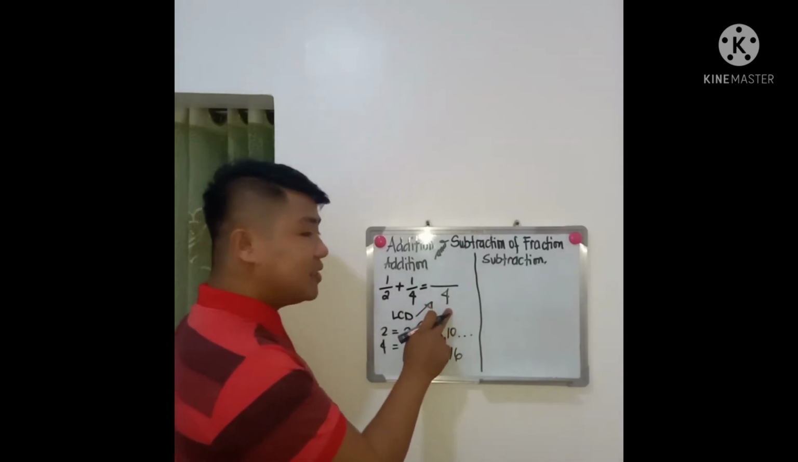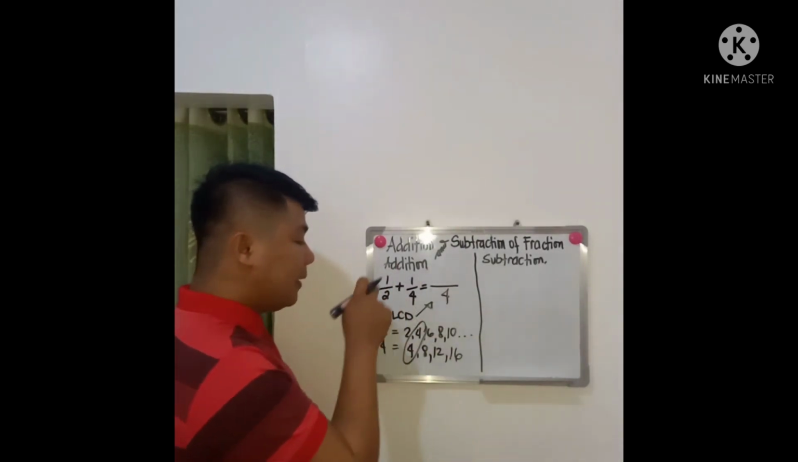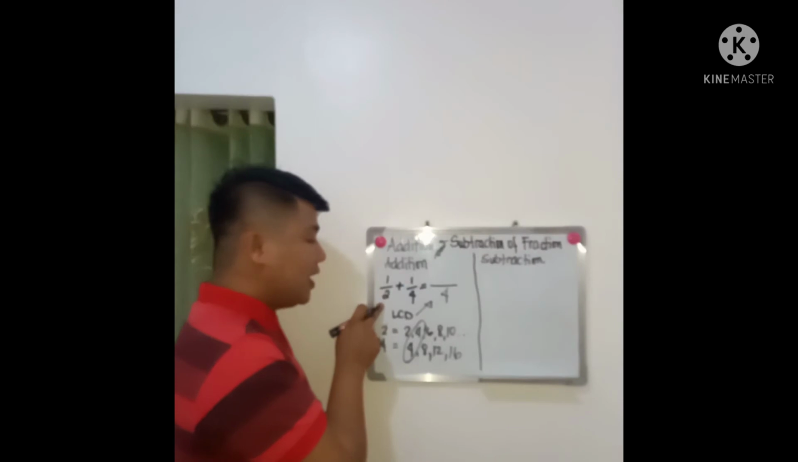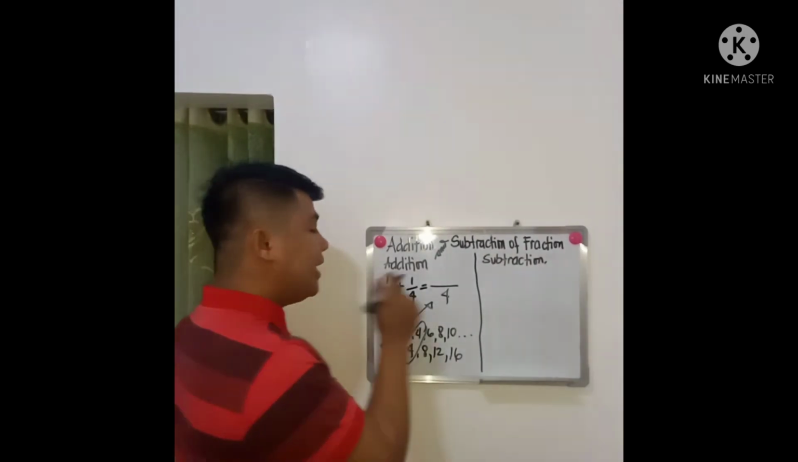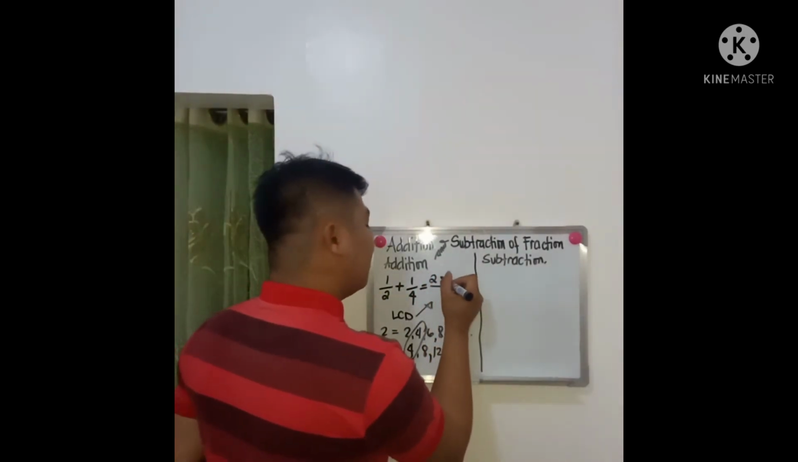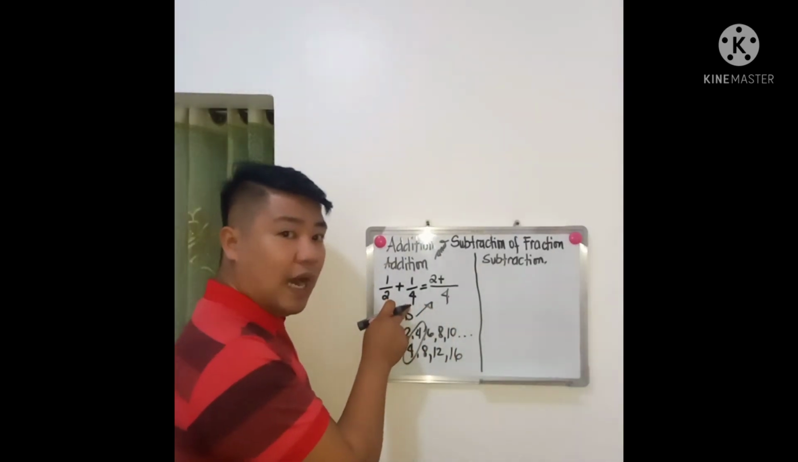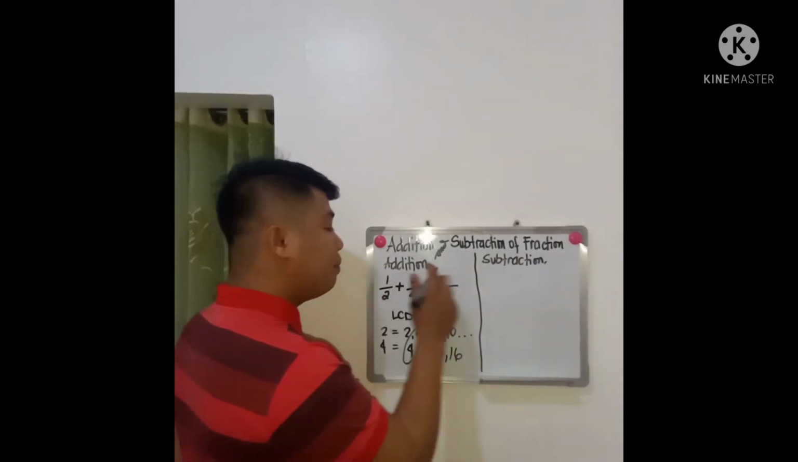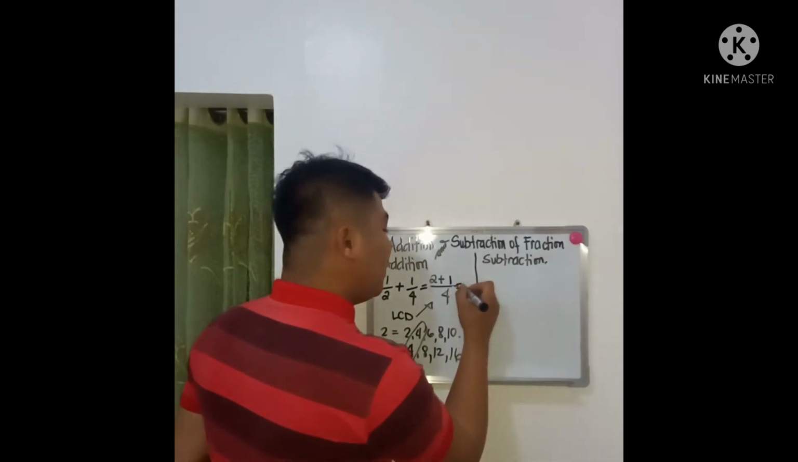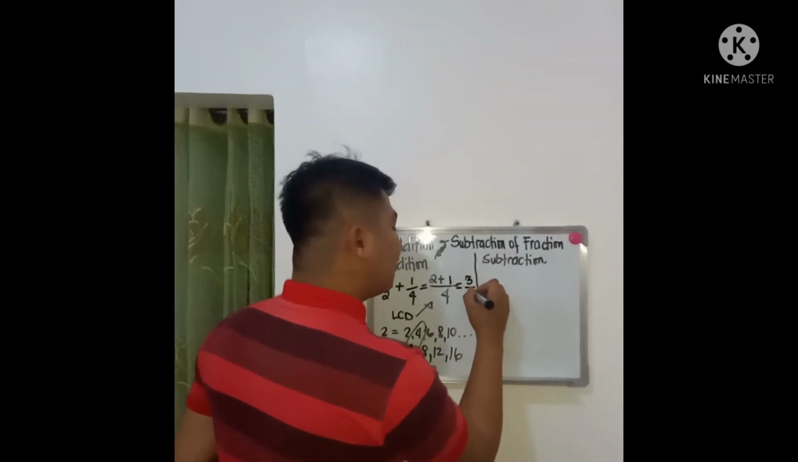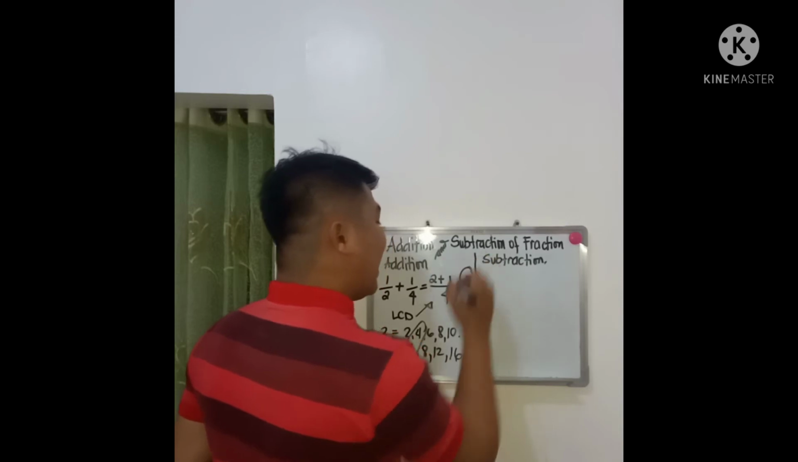Then you have to simplify: 4 divided by 2, that is 2, times 1, that is 2, plus 4 divided by 4, that is 1, times 1, that is 1. So you will have 3/4 as your answer.